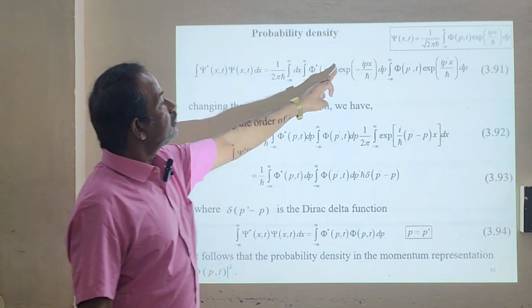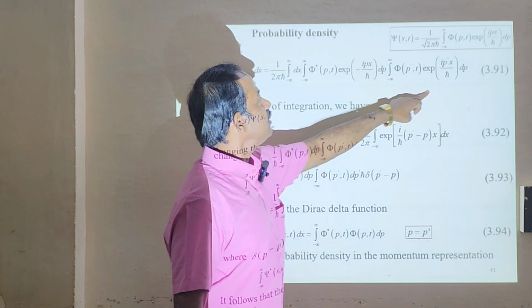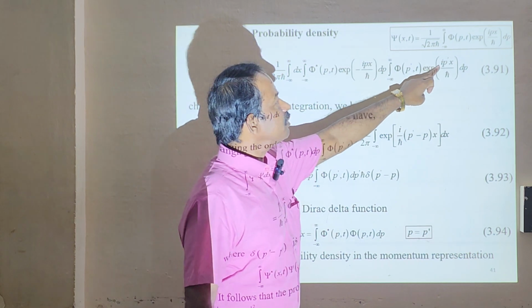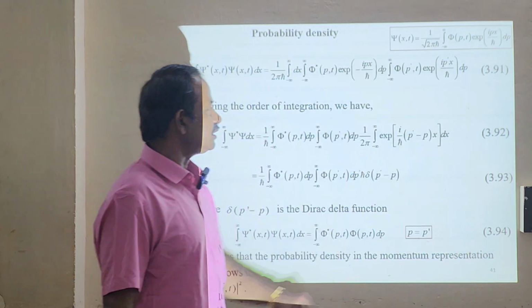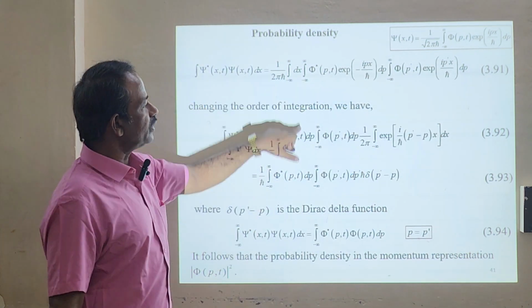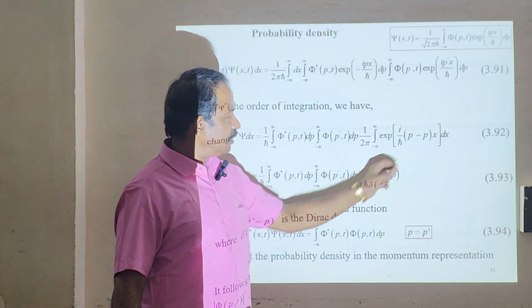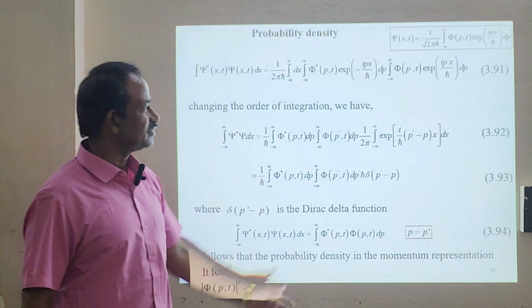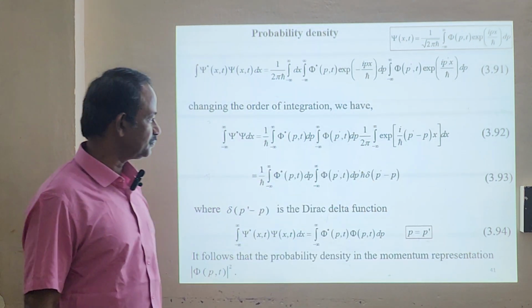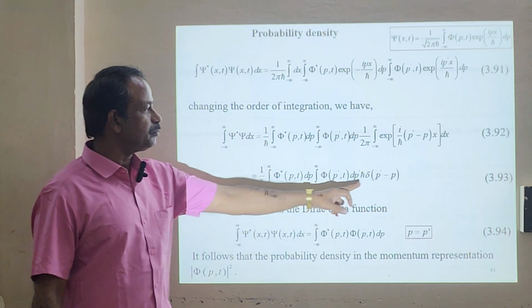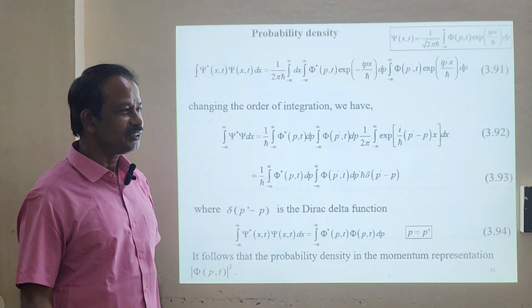We will see. Just collect these two, e power ipx by h bar and e power plus ip prime by h bar, and you can write it like this, correct? Simple. The other things, you write as they are. What is this one? h bar times delta function. So then p becomes p prime, that will give you the answer as 1.